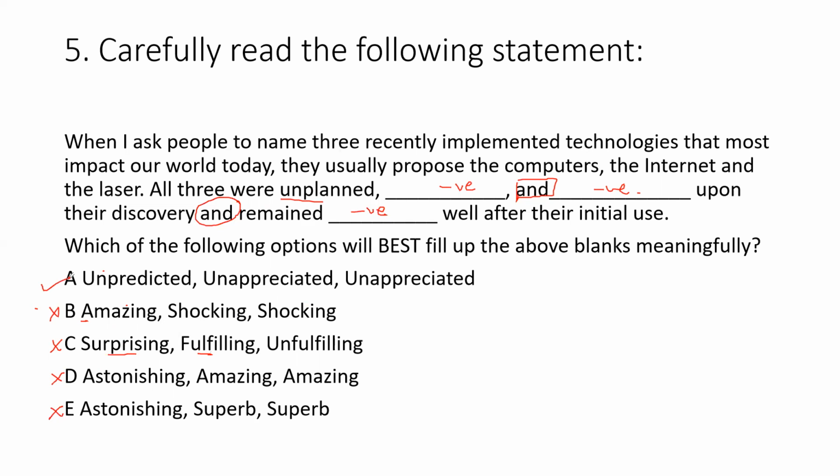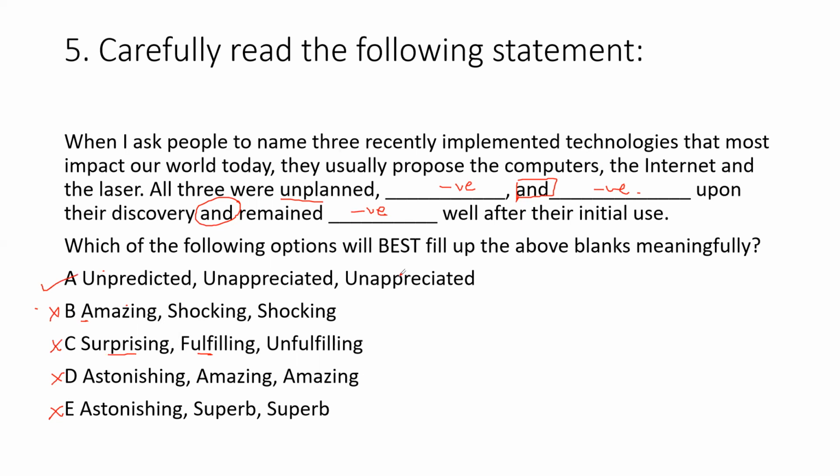So we are left with option A, unpredicted, unappreciated. It says all the 3 things were unplanned, unpredicted, and unappreciated upon their discovery. So they were not appreciated a lot, and they remain unappreciated well after their initial use. People used it and they didn't understand the usage of the same, so it remained unappreciated. So the answer is the first one.